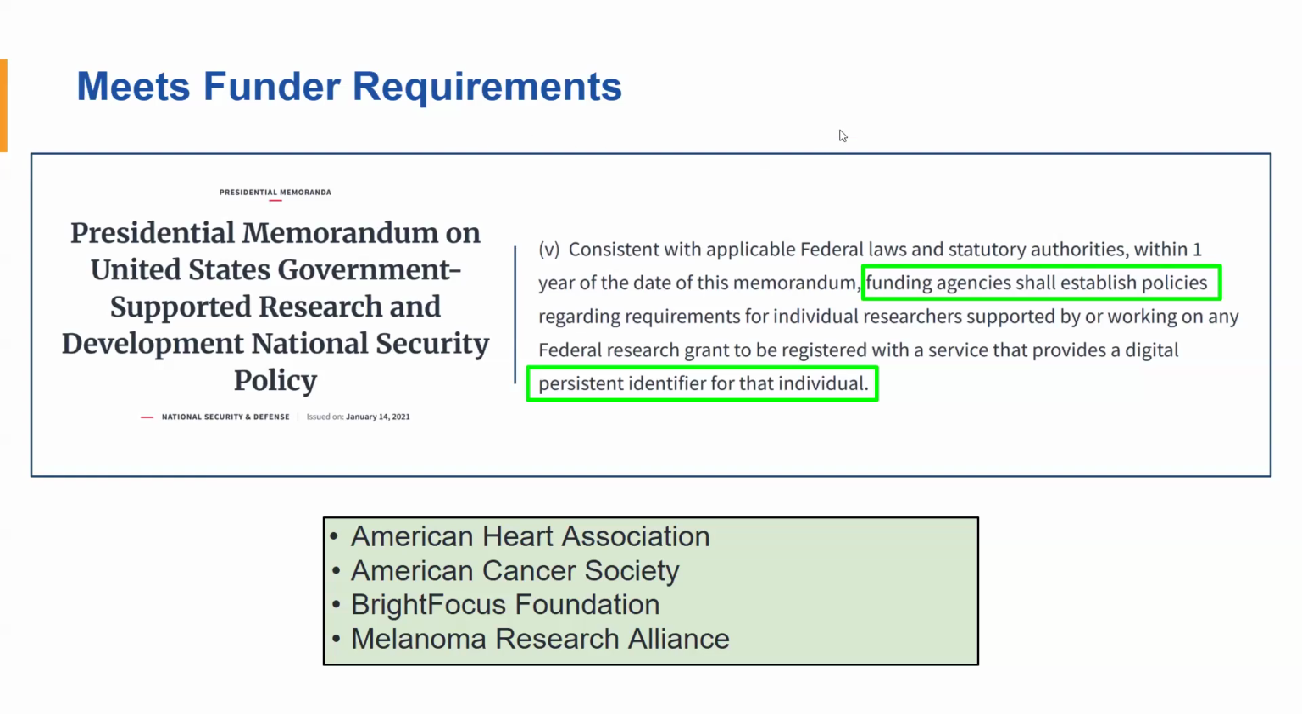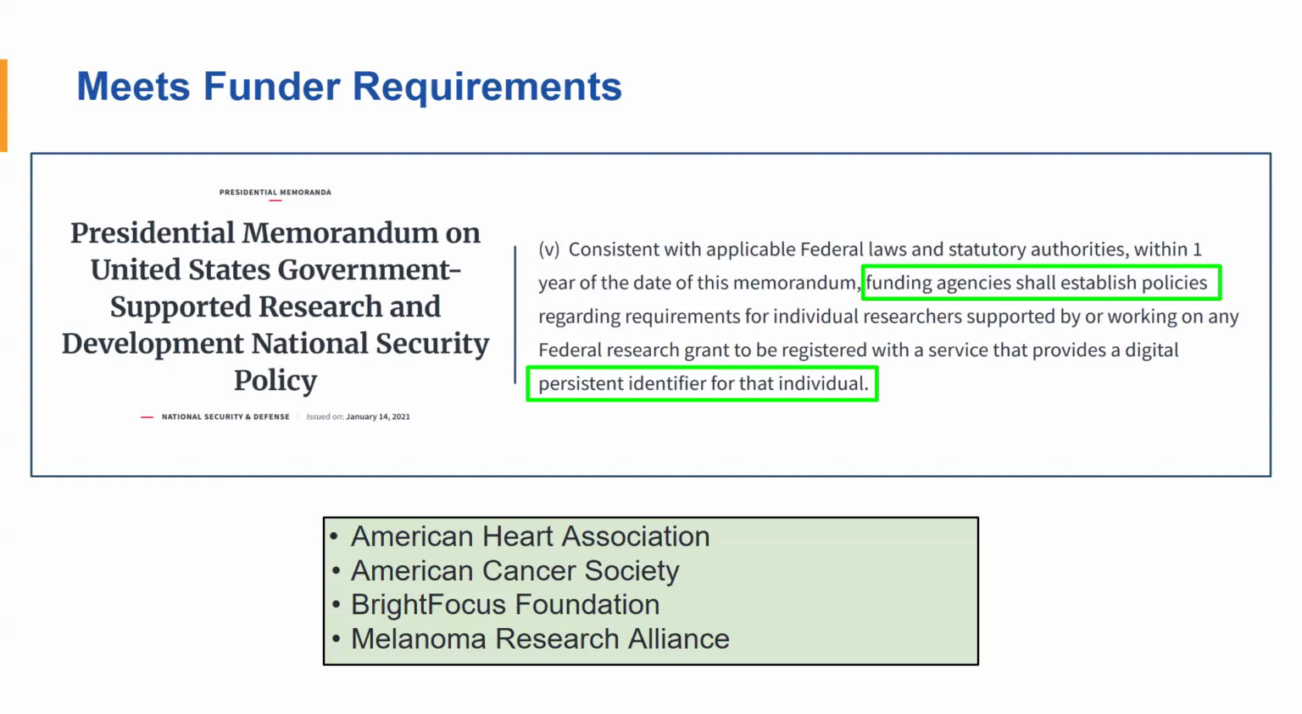Now, in addition to federal funding agencies, private funders are also requiring or encouraging ORCID IDs through their grant process, throughout the process. So, for example, members of the ORCID US Community, like American Heart Association, American Cancer Society, BrightFocus Foundation, and Melanoma Research Alliance, are either requiring or encouraging the use of ORCID in their grant application, as well as in the reporting processes of the grant.